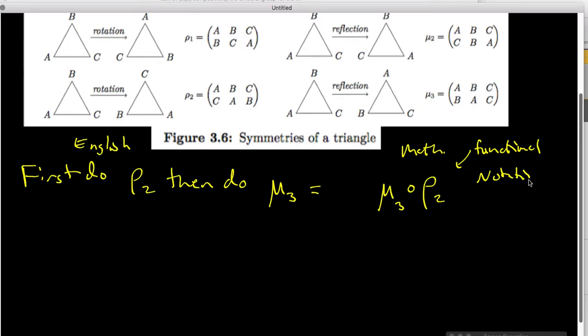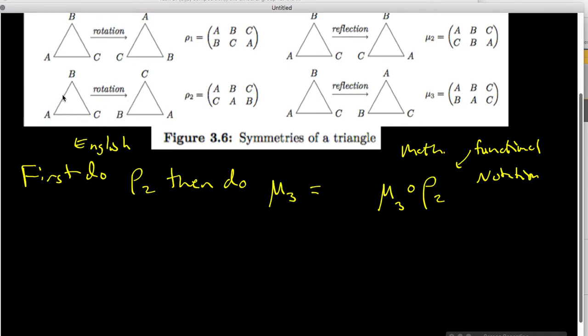And it's not new to you. You have been dealing with this kind of composition for a long time, but you've usually read it as mu3 of rho 2 of x. And what I'm really wanting you to start doing is try and interpret this as first do rho 2 and then do mu3. But now how am I going to actually find this particular thing? Well, I can use the geometry. So I want to think about what the geometry actually is saying.